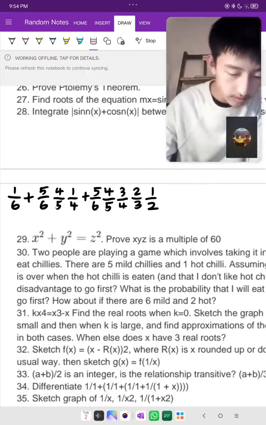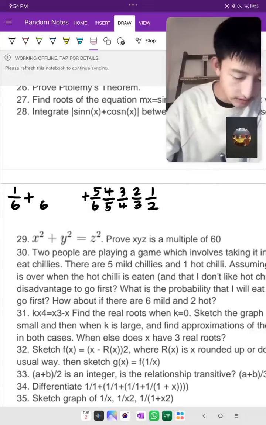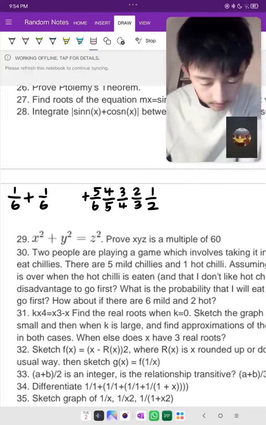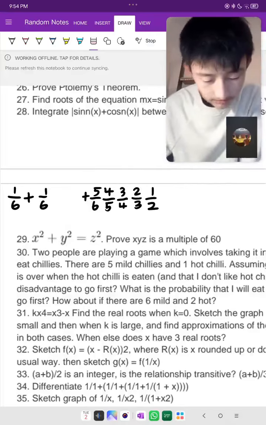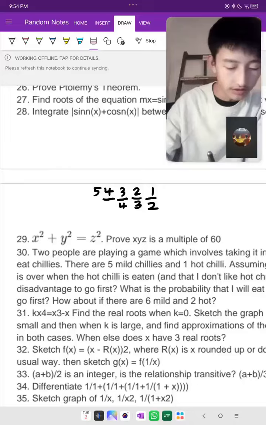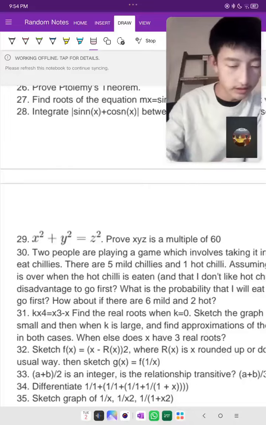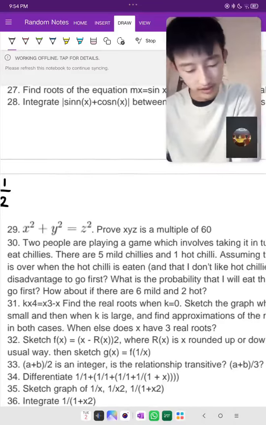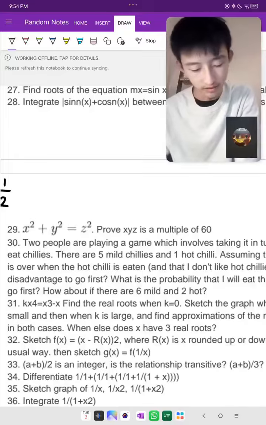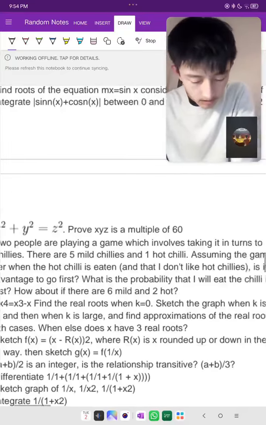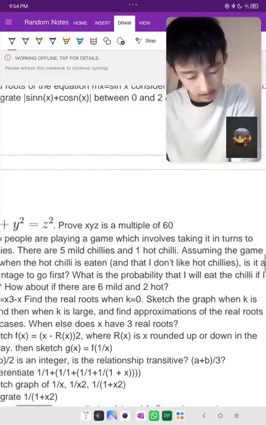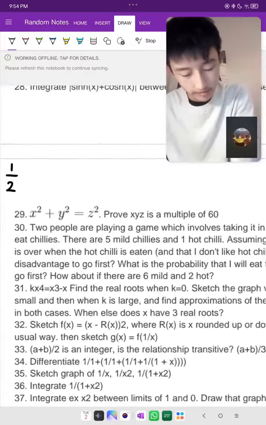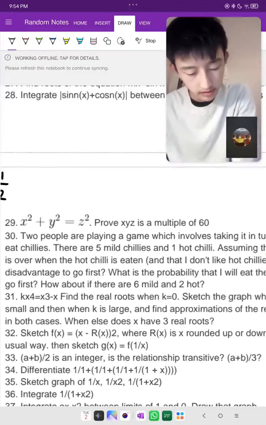So I can do a bit of cancelling here, and I get, I think, a 6 for all of these, which is quite nice. So I should get a half is the probability that I eat the hot chili if I go first, which means there's no advantage or disadvantage of going first, I think. What is the probability that I will eat the chili if I go first? Yeah, a half. How about if there are 6 mild and 2 hot?